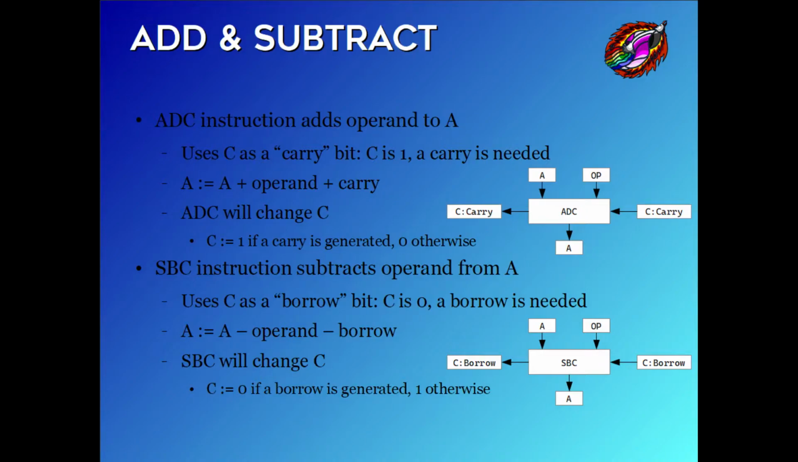And if the result of the subtraction would require a borrow when you're doing it in longhand, then it will set the carry bit to 0 at the end of the subtraction. Otherwise, it will set it to 1.